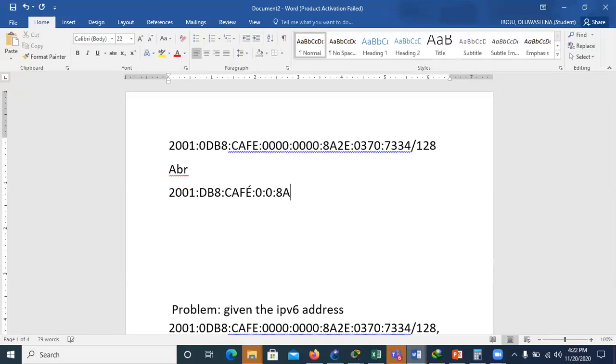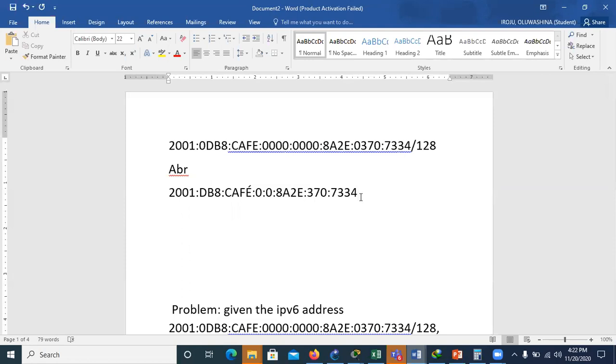8A2E. Here we have leading zeros. All you have to do is remove the leading zeros. That gives us 370. 7334. We've abbreviated. But now the question is, is it still 8 groups? Let's check. 1, 2, 3, 4, 5, 6, 7, 8. Yes. So the next question is, can this IP address still be abbreviated?